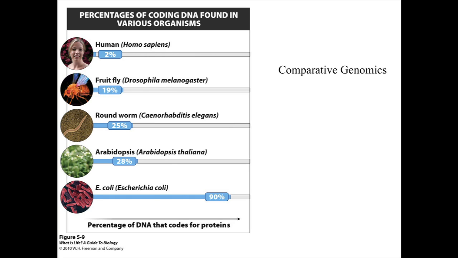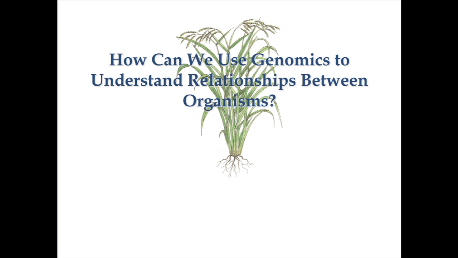The number of genes in a human is probably about 2% or maybe a little bit more of its entire genome. A fruit fly is 19%, but the E. coli is roughly 90%. So how do we use genomics to understand relationships between organisms?